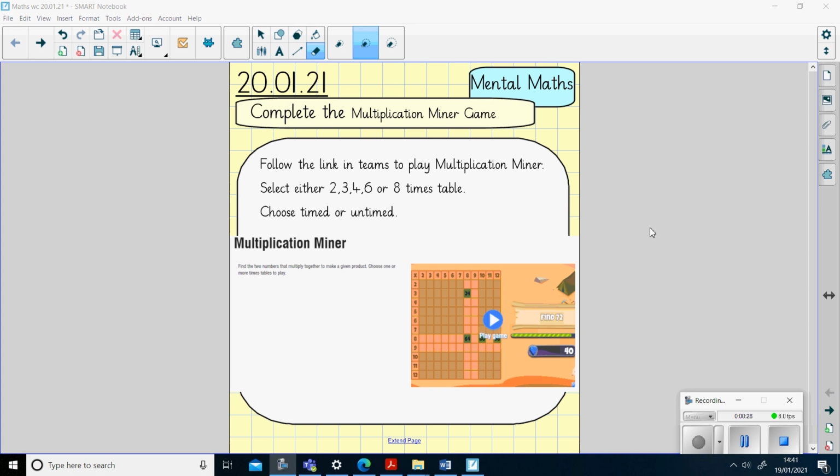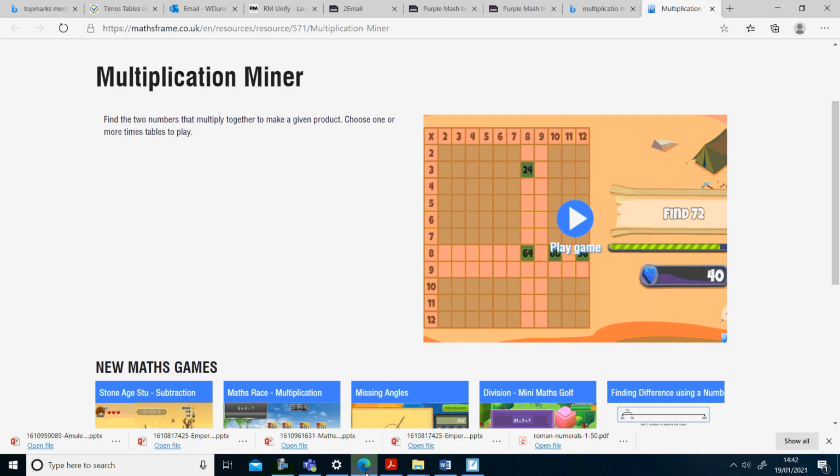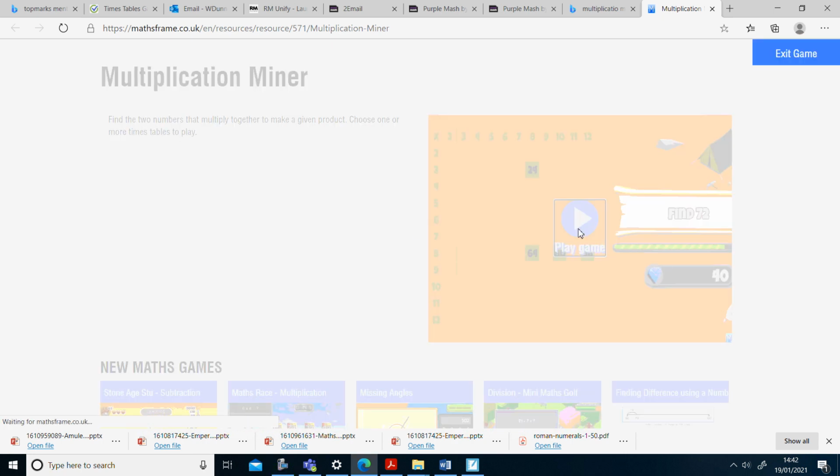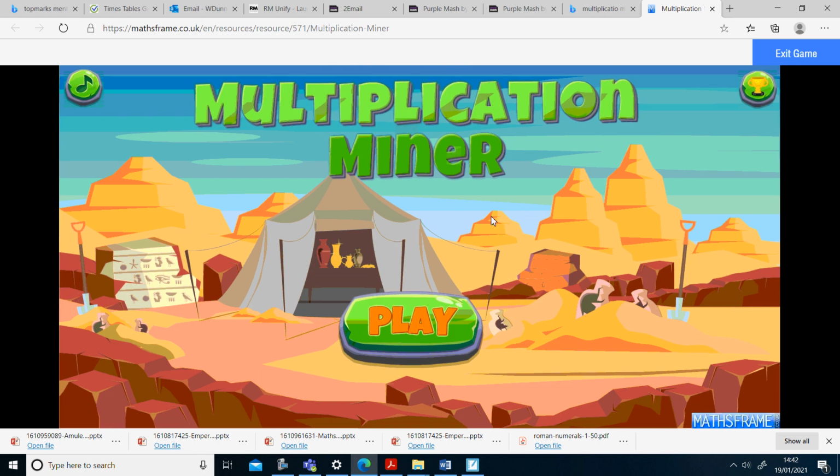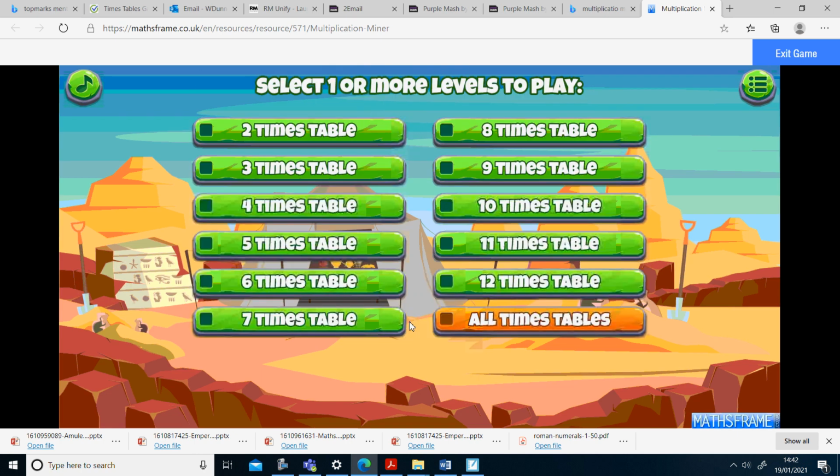So you will select either the 2s, 3s, 4s, 6s or 8 times table, and you can have a go at a couple of them if you want to, and you're going to choose either timed or untimed. So let me show you where the game will take you. When you click on the link in the Teams folder, hopefully it will take you to this screen here. We click play game and play. Then we need to select which times table we're going to practice.